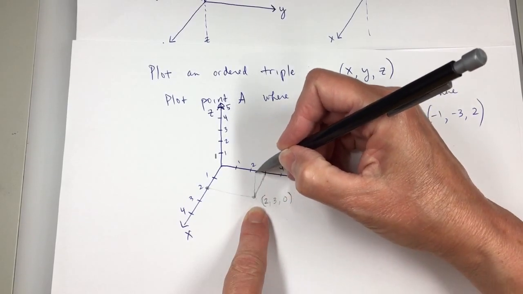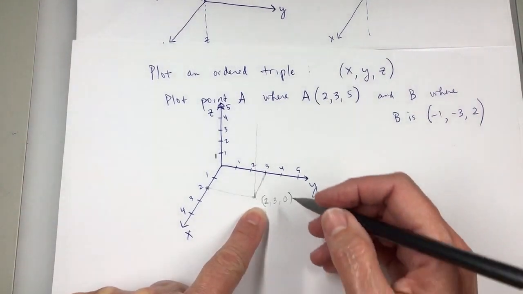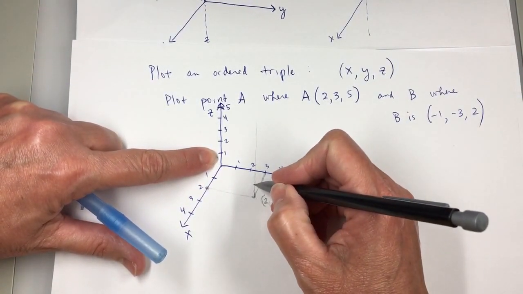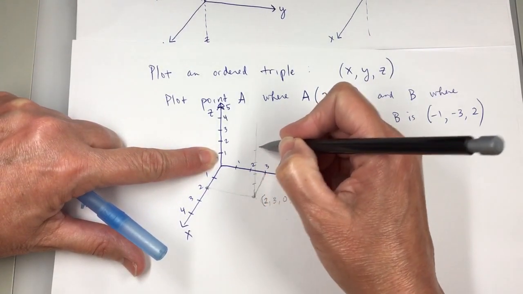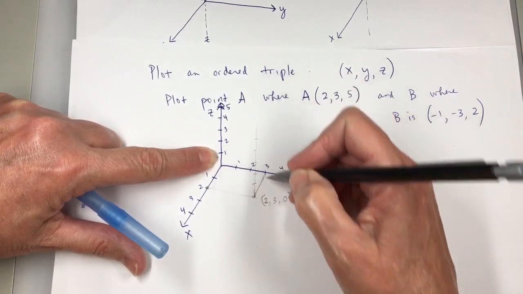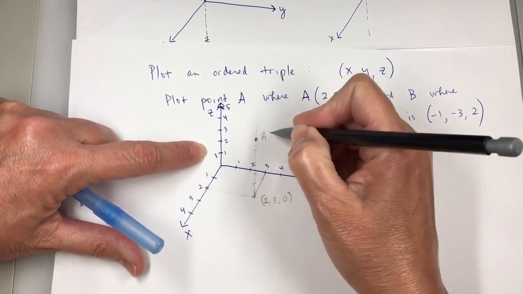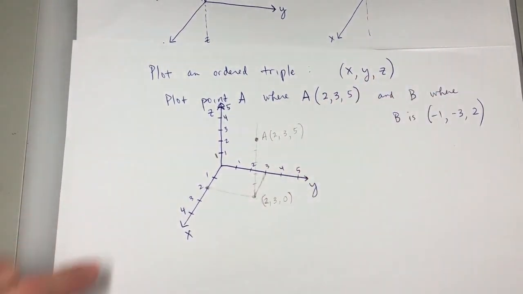Parallel to z as best you can. And then here I'm looking at my markings on z, and I'm going to try to match that same spacing. 1, 2, 3, 4, 5. So I went up 5 units. This is point A, which is (2, 3, 5).